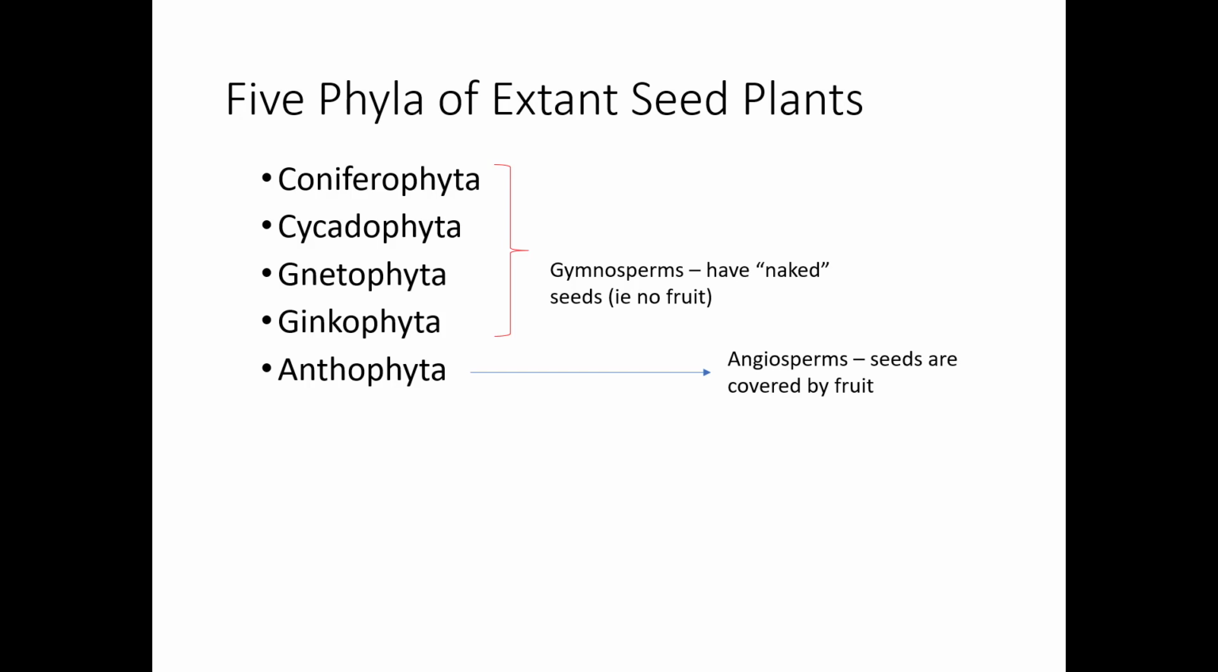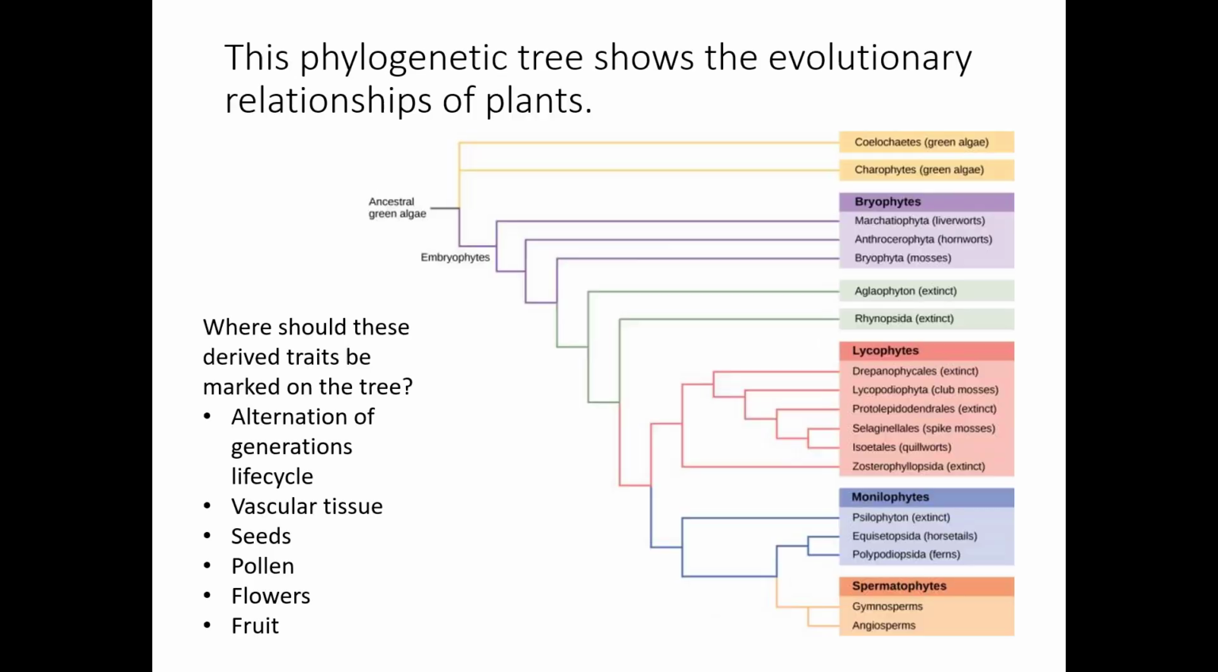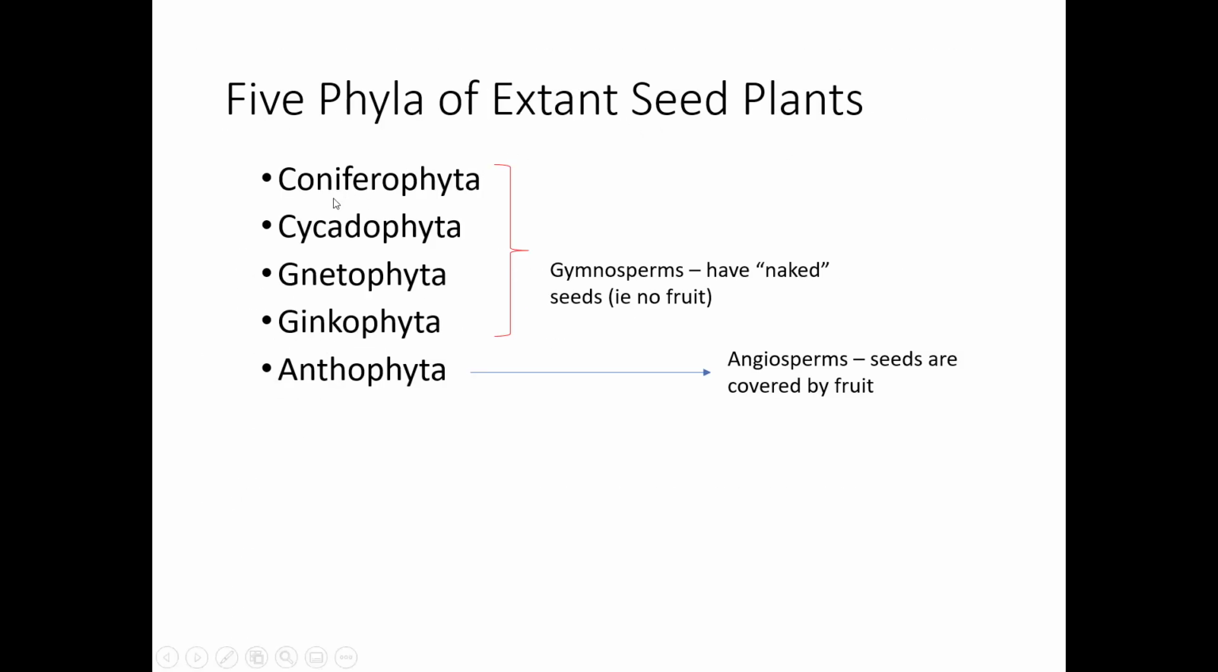So we'll use the conifer phyla as our main example. It is definitely the biggest group in the gymnosperms. We'll look just briefly at some of these other phyla, but you don't need to memorize the other phyla names, but you should know conifer phyla, or conifers.